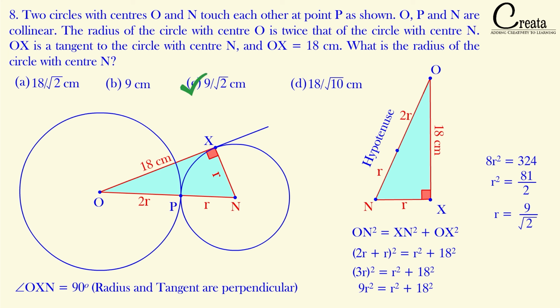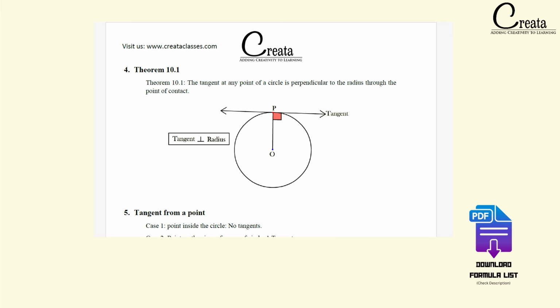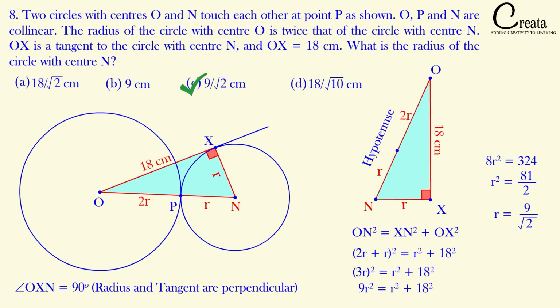The simple mathematics we have applied, you can pause the video and see the calculation. Nothing special. So we are done with question number 8. The concepts applicable in this question: the first concept, the radius and the tangent are perpendicular to each other. The second concept, the Pythagoras theorem. Based on these two concepts, we have solved this question.